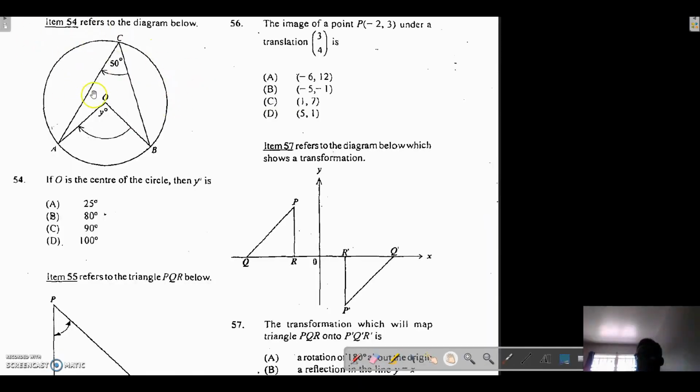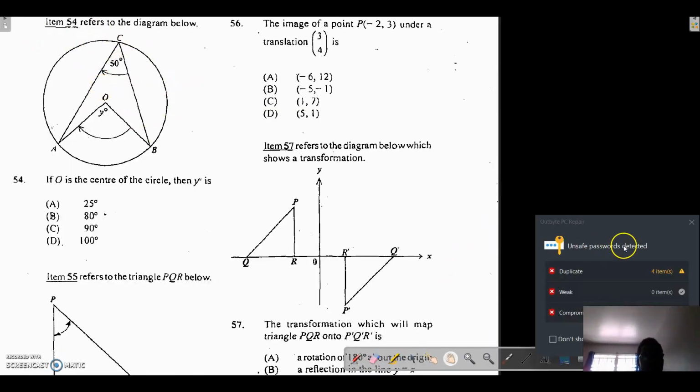Item 54 refers to the diagram below. So we know that this is dealing with circle theory. It says if O is the center of the circle, then y degrees is, now here's the center of the circle right here, and here's the angle of 50 degrees on the circumference. Now the rule says that the angle at the center is twice the angle at the circumference, which means that the angle y would actually have to be twice 50, which would be 100 degrees.